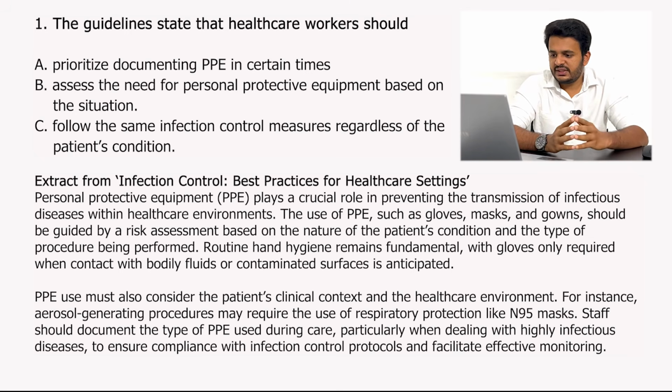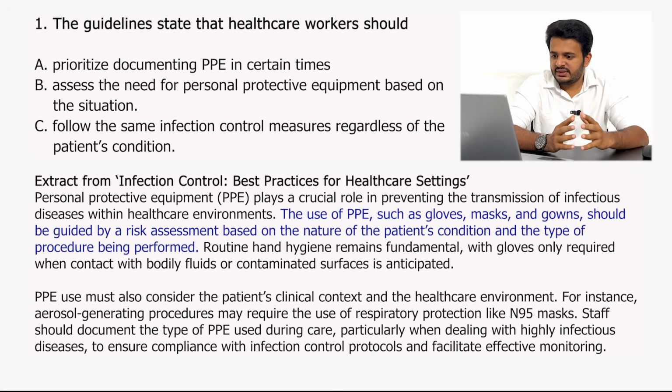The next sentence states that the use of personal protective equipment like gloves, masks and gowns should be guided by a risk assessment based on the nature of the patient's condition and the type of procedure being performed. That means whenever a healthcare professional uses PPE, they should do so only after a proper risk assessment of the patient and the type of procedure. So this sentence is answering your question. Anyway, we'll read through the remaining extract.